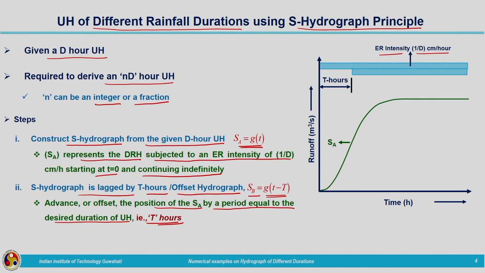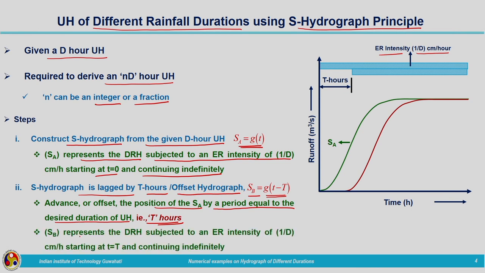So, that S_B is produced by means of the same intensity of rainfall which has started at time t equal to capital T hours. It has not started at time t equal to 0 hours. We are lagging the input by a time period of T hours. So, that step input or effective rainfall input which is having 1 by d centimeters per hour of intensity will be producing another S-hydrograph which is produced after a time period of T hours. If we plot it, we can plot it like this. That is, S_B represents the direct runoff hydrograph due to an effective rainfall intensity of 1 by d centimeters per hour starting at time t equal to T and continuing indefinitely.